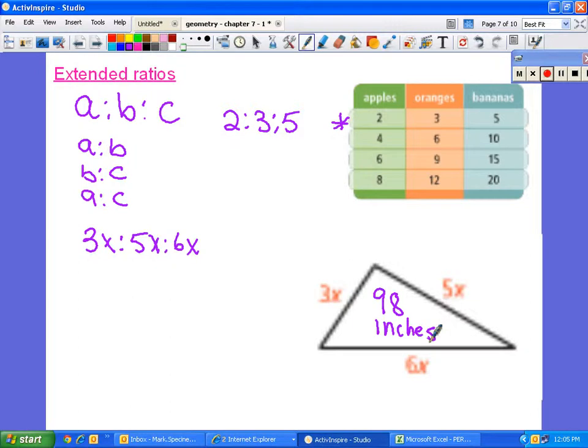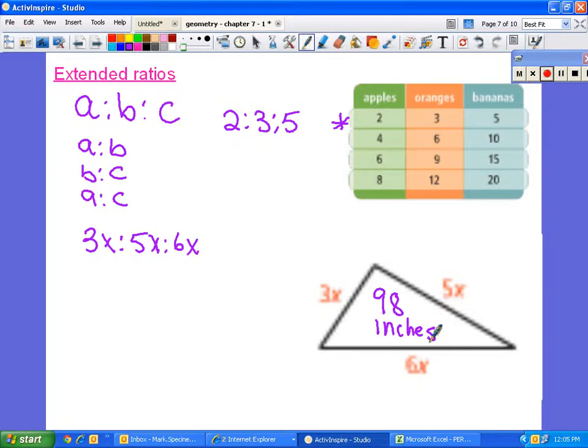Right? What do we know about the perimeter of a triangle? It equals what? In general. 180. 98. In general, the perimeter of a figure means what? The end, the back of it. The outside. You add up the sides of the triangle to get the perimeter.